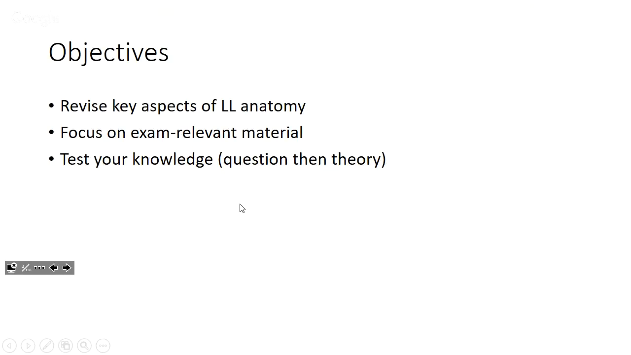Okay, so some of the objectives are to really revise the key aspects of lower limb anatomy and focus on, in particular, exam relevant material. And then in general, I'll try to structure it such that I'll put up some questions for you to try answering. And then after that, I'll give the theory after.